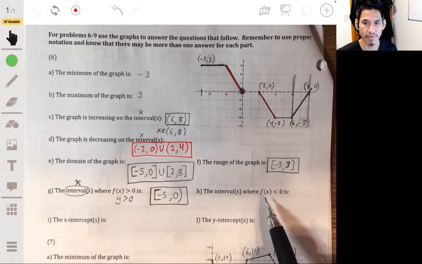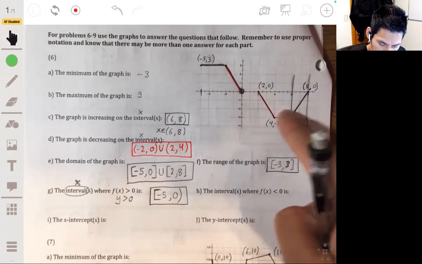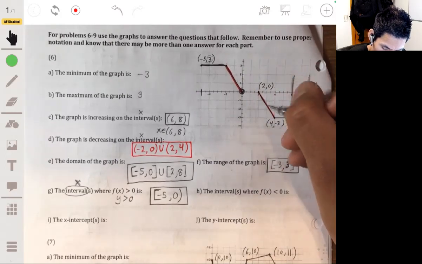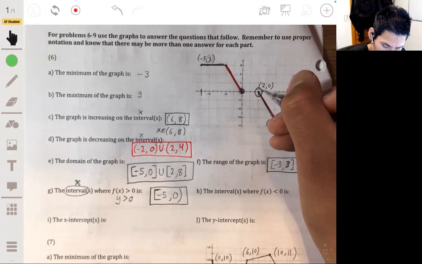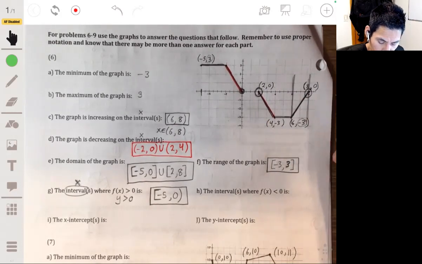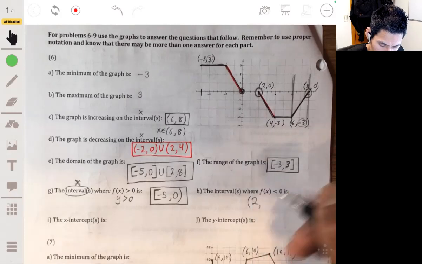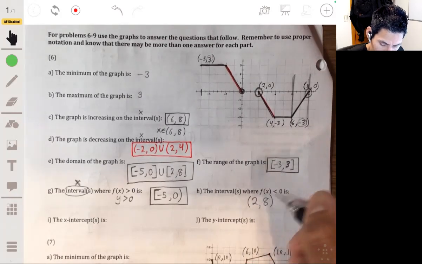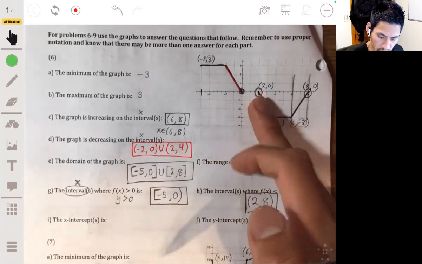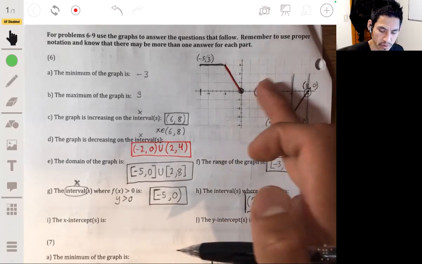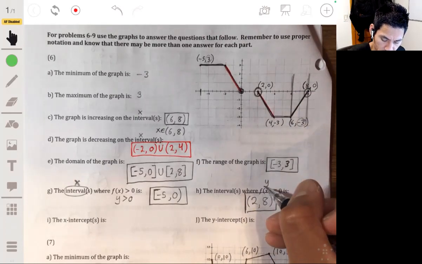And then the interval where f(x) is less than 0. It'll be less than 0 along this second part of the graph, except we don't include this point because at that point it's 0, and we don't include this point. So we're going to put 2 in parentheses and 8 in parentheses because we don't include those two. So it's less than 0 on the interval (2, 8). Open circles or parentheses around 2 and 8. And again, for f(x) less than 0, we're saying when is y less than 0.